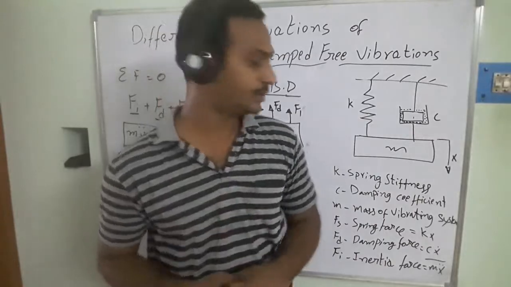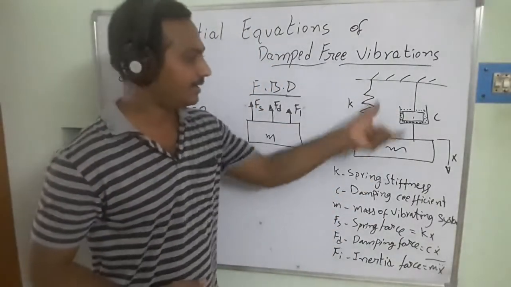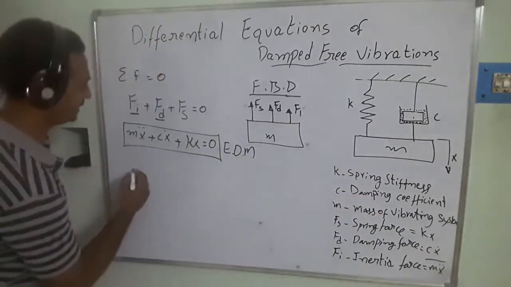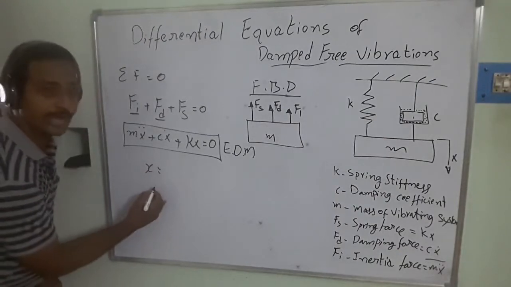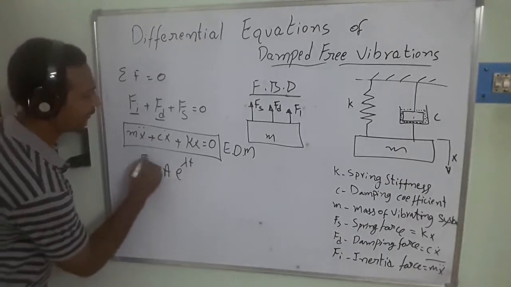So the energy dissipation is in terms of exponentially dying out. I am now assuming how the displacement takes place: the displacement X is equal to, and the formula we have is, A e to the power of lambda t.